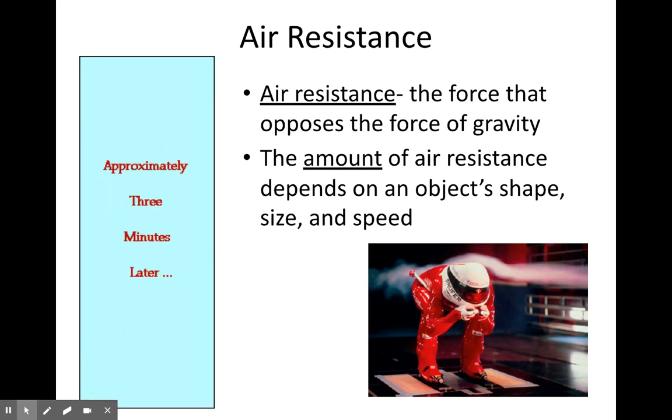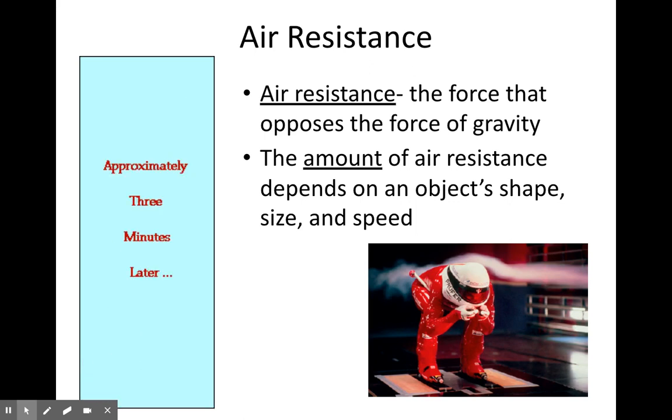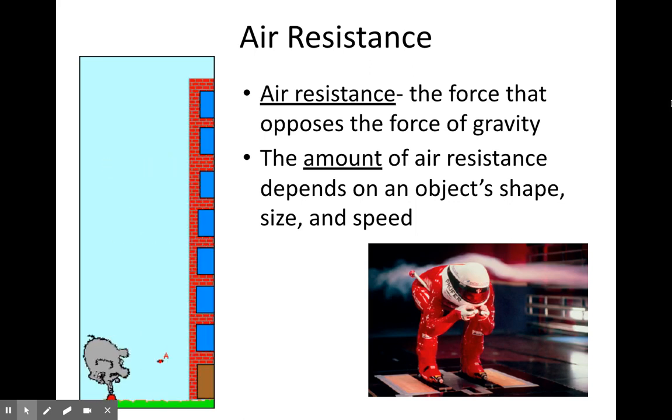Now, shape and size are pretty easy, right? Like the elephant's bigger. Okay. You know that if you have a parachute that's really small versus a parachute that's very large, that's going to do things. All right. But speed's something we don't think about. But you should, like your car or people that are downhill skiers and stuff.